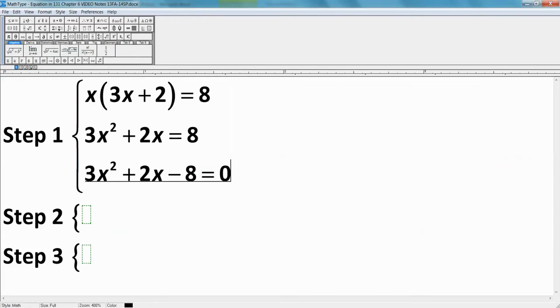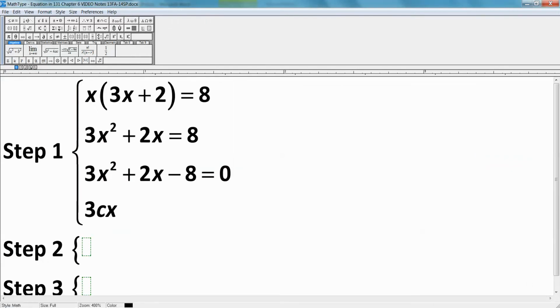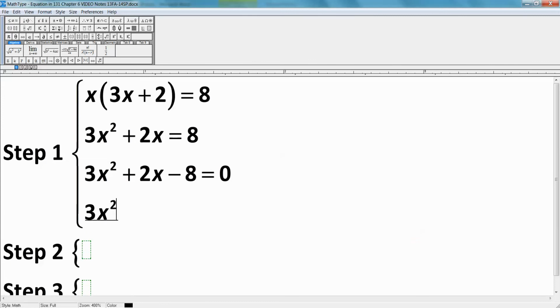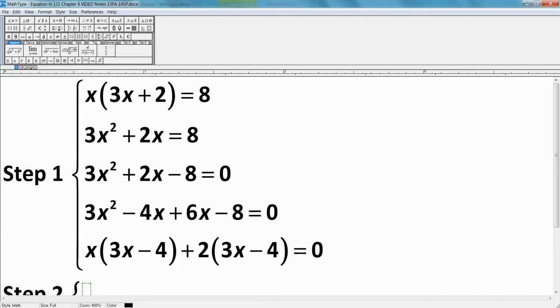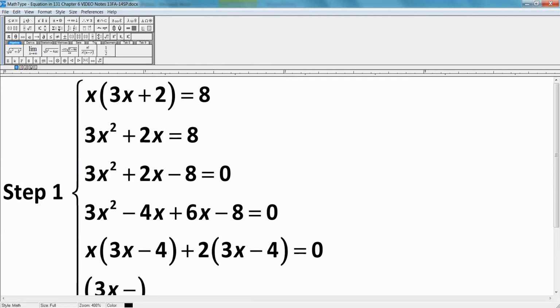Okay, so now we're going to have to factor the 3x squared plus 2x minus 8 using that. So it's going to be 3x squared minus 4x plus 6x minus 8 equals 0, and we'll factor by grouping. x comes out of both of those, and that leaves you 3x minus 4, plus 2, 3x minus 4, equals 0. So that leaves us 3x minus 4 times x plus 2 equals 0.